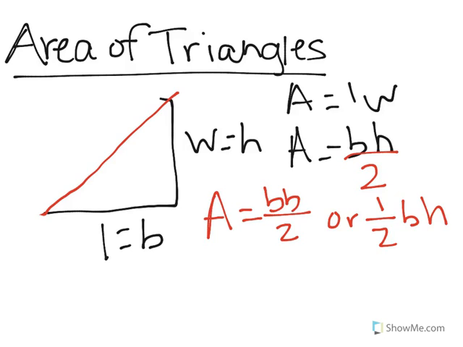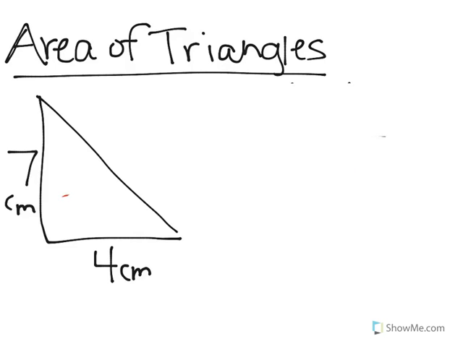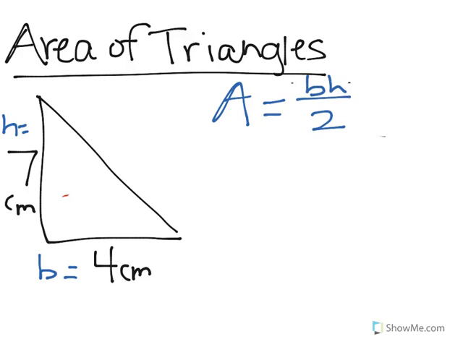So now let's try some examples. We have a triangle here. We need to label our parts. If I label my parts, my base is equal to 4 centimeters. My height is equal to 7 centimeters. And now I just do my steps. Write down my formula. We learned our formula is area is equal to base times height divided by 2. Now I substitute my numbers for my variables.